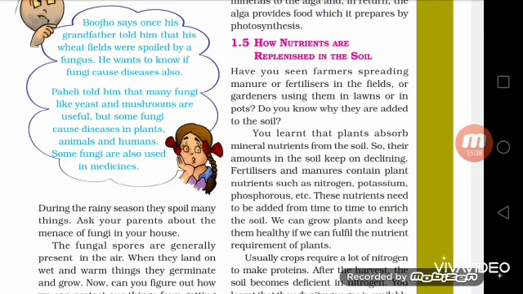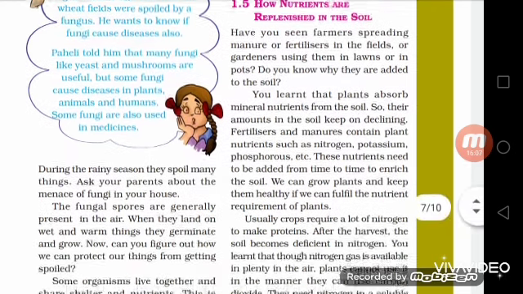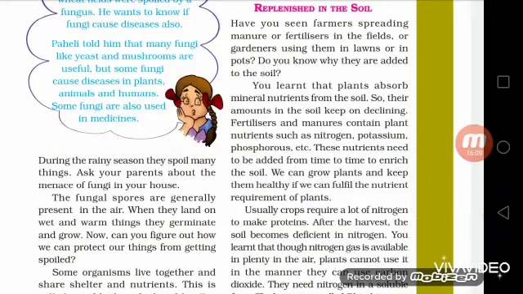Have you ever seen farmers spreading manures or fertilizers in the field, or gardeners using them in the lawns or in pots? Do you know why they are added to the soil? Many times you have seen in your garden also, at your farm also, that farmers are spreading something, and that something is nothing but the manure or the fertilizer to give nutrients back to the soil.